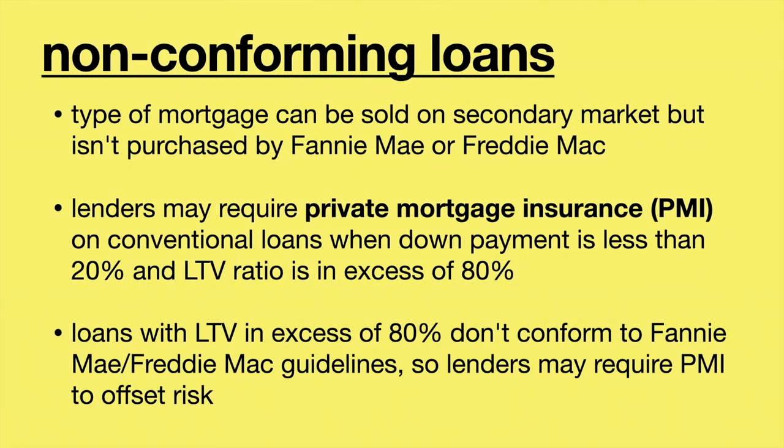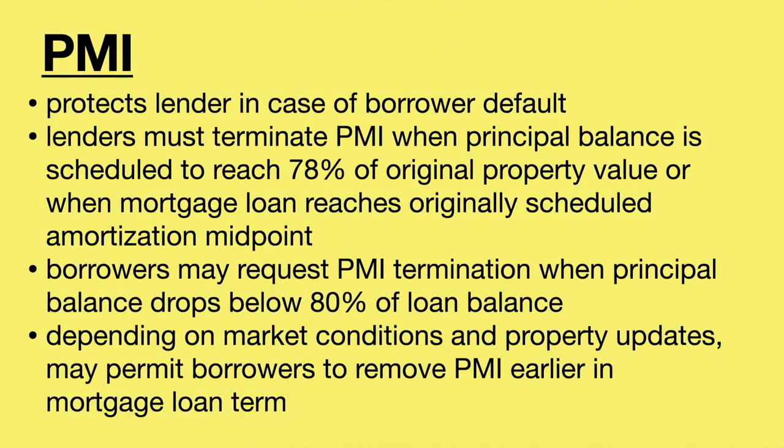This type of mortgage can be sold on the secondary market but isn't purchased by Fannie Mae or Freddie Mac. Lenders may require private mortgage insurance, PMI, on conventional loans when the down payment is less than 20% and the loan-to-value ratio is in excess of 80%. Loans with an LTV in excess of 80% don't conform to Fannie Mae, Freddie Mac guidelines, so lenders may require PMI to offset the risk.